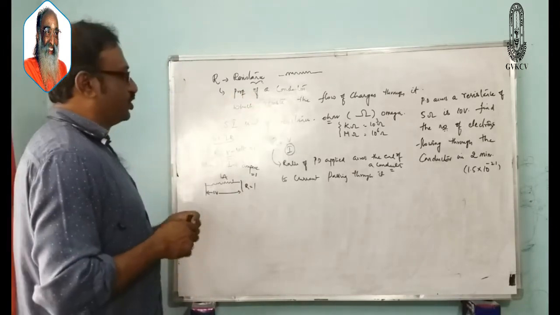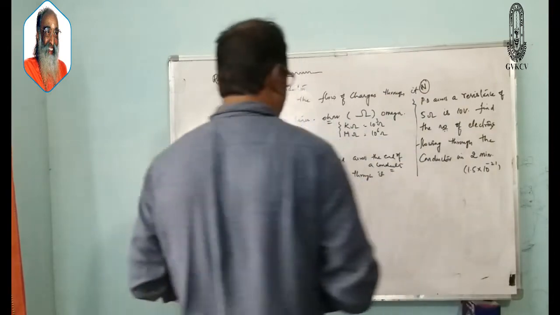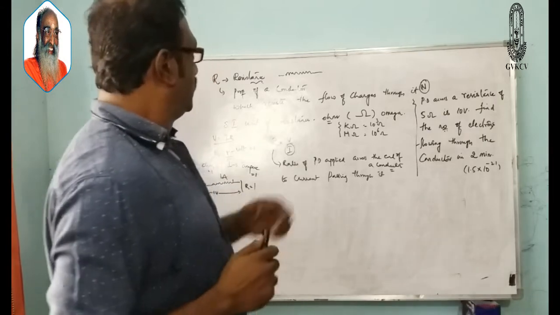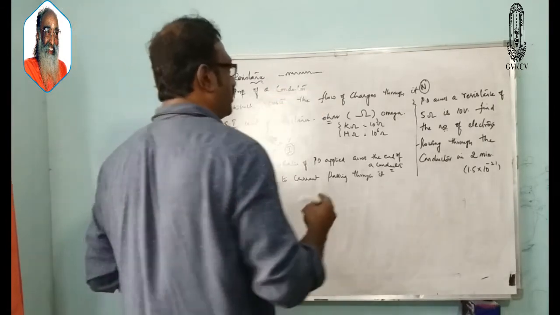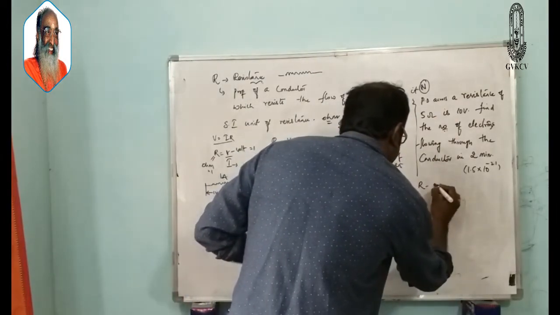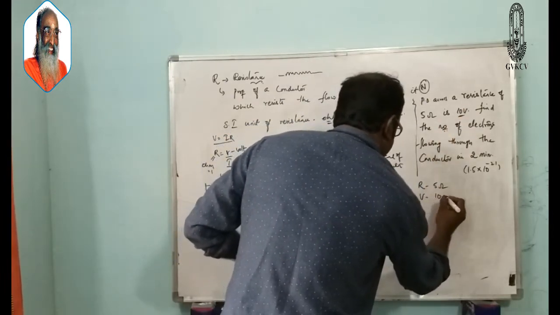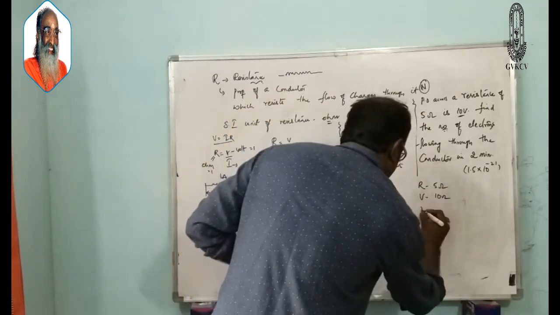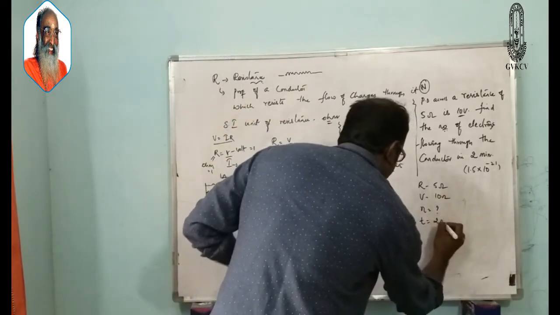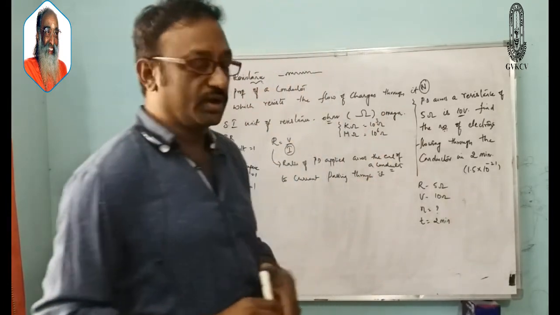Now here, a small numerical is given, based on whatever we have learned now and using the expressions you have learned in the earlier sessions. The resistance of a resistor is 5 ohms, and the potential difference applied is 10 volt. Find the number of electrons, small n, flowing through the conductor in 2 minutes. So this is the data collected from the given numerical.